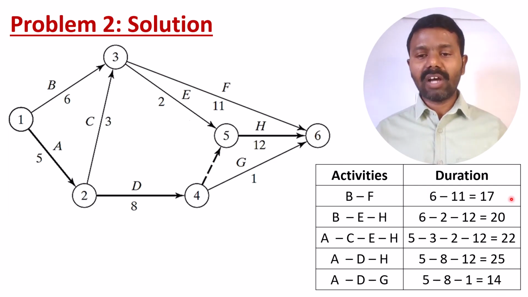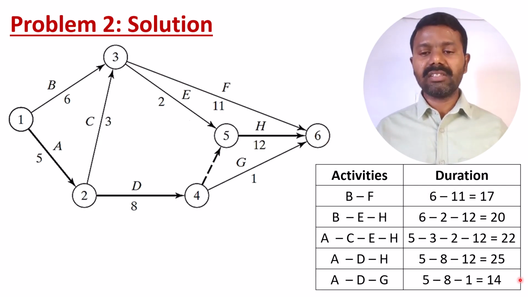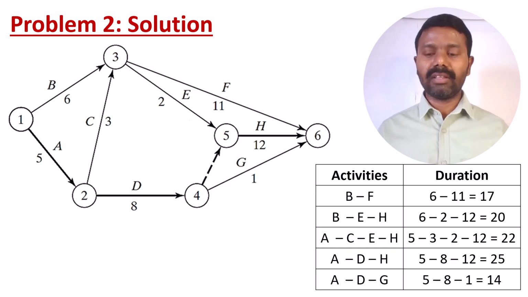So out of all these paths, the path A, D, H is taking more time. So this is called the critical path. So here the critical path is A, D and then H. The duration in this critical path is 25. So that is how we can easily calculate and identify the critical path and the project duration.